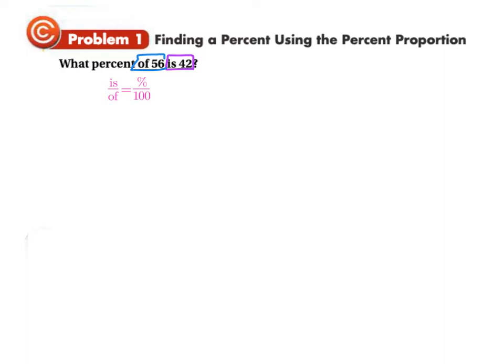And what is next to the percent? Well, next to the percent is simply what? And that means we don't know it, and we're going to put an X there. So this is what it looks like. 42 goes where is was. 56 goes where of was, and we're going to put P, or you could put X, where the percent is, because that's what we don't know. And then we do the cross products property. We multiply the diagonals: 42 times 100, and 56 times P. And then we simply solve it out.